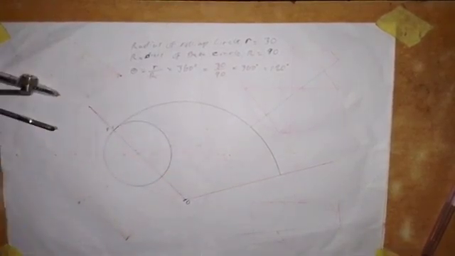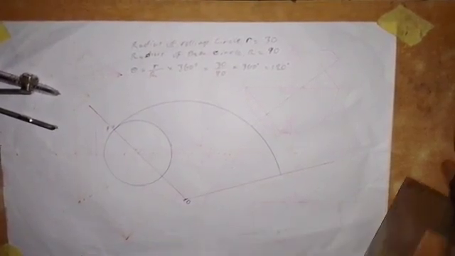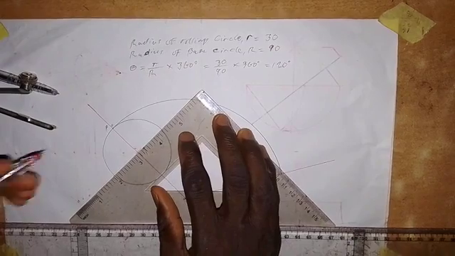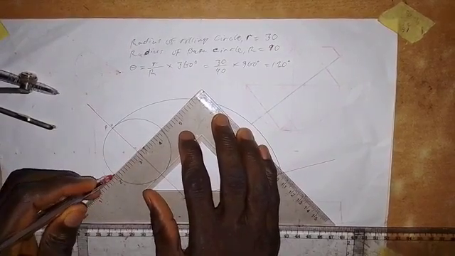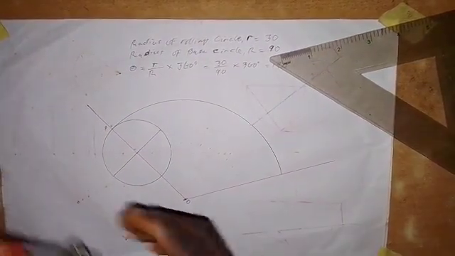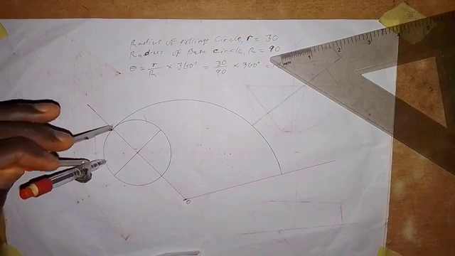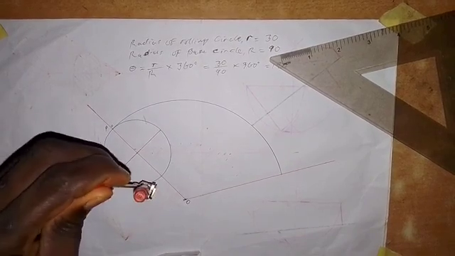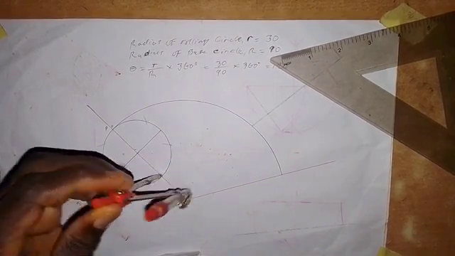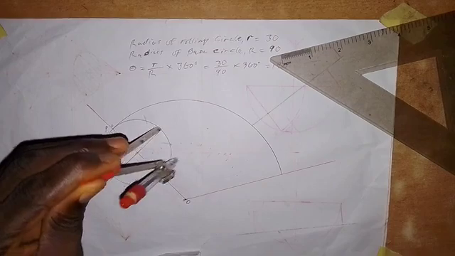Then for this circle, we are going to divide it into 12 equal parts. But first of all, we are going to divide it into 4 equal parts. So with our 90 degree set square, I've just set it like this, and draw a line through this point. Then we take the radius of this circle, put it at this point, and make an arc here and here. We repeat this at each point, making arcs here and here.